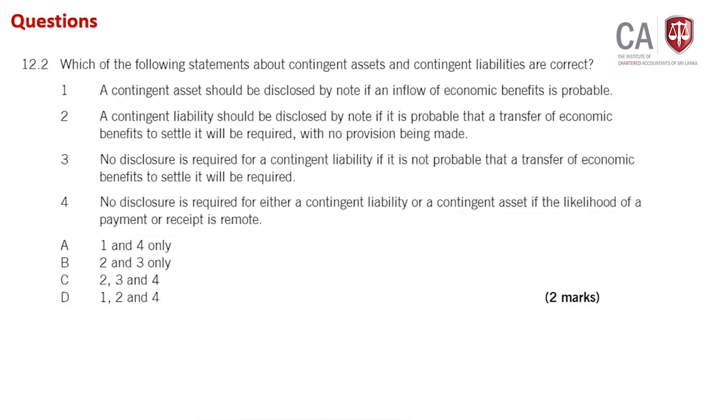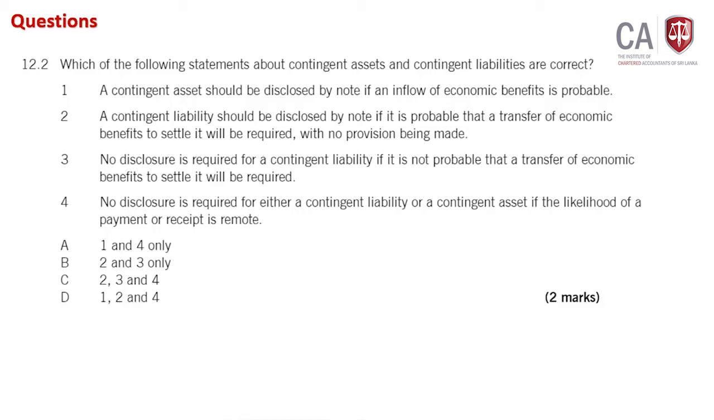Question number 2. Which of the following statements about contingent assets and contingent liabilities are correct? The examiner has tested two parts of the standard, contingent liabilities and contingent assets. There are 4 statements. Out of 4, only 2 or 3 statements will be correct. Why? Because if you look at the answers, the combinations of 2 and 3 statements are there.